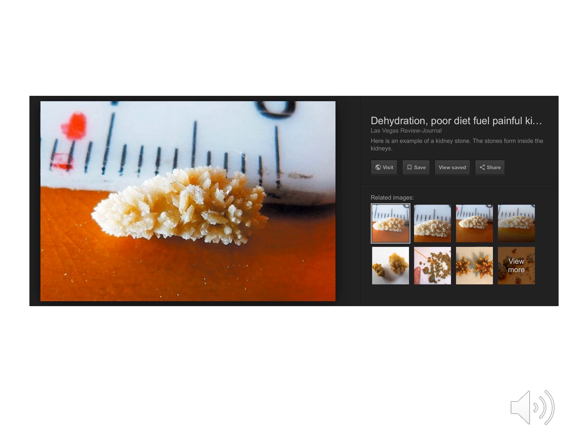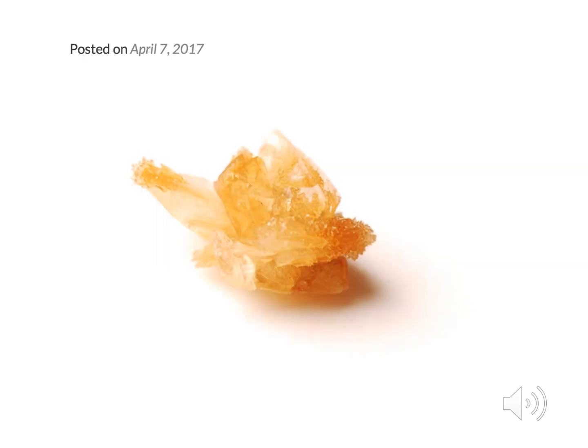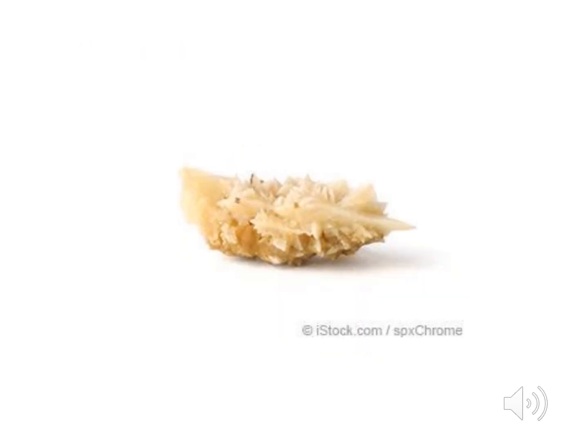This is actually kind of a big one. They're not all this big. But even the tiny ones can cause a lot of pain. Because look at those spikes and sharp edges on them. This one especially makes me cringe.